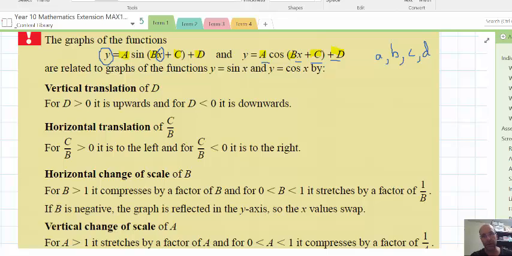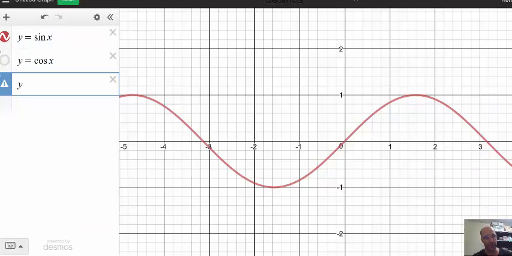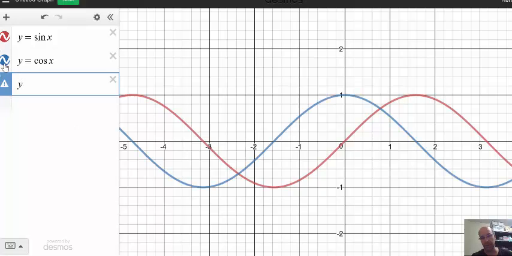Very important. From the previous video, we remember the shape of sine x, y equals sine x, or y equals sine theta, whatever you're plotting on the x-axis. And you might remember too, cosine is the same shape, but it's been shifted across compared to sine. So that's from the previous video.